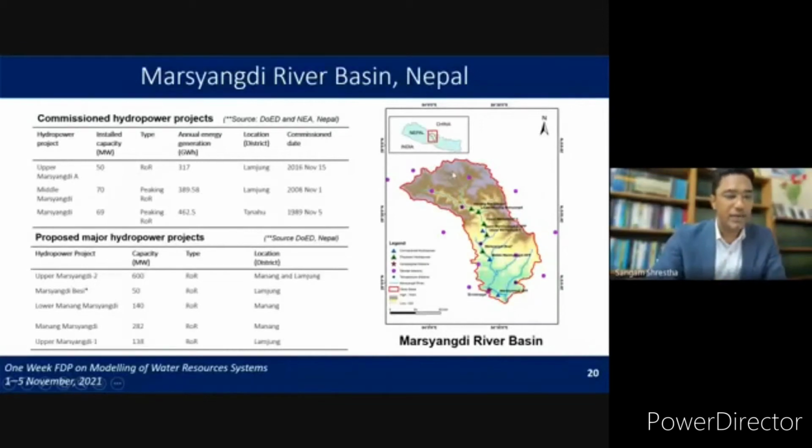So if you look at this river basin map, you can see that these blue triangles are the commissioned or existing hydropower projects, and these red triangles are the proposed hydropower projects. And the operation of the hydropower projects depends on the availability of water in this main river and also the tributary rivers. So it's very important to assess what happens to the hydrology and water resources of this river basin due to climate change.